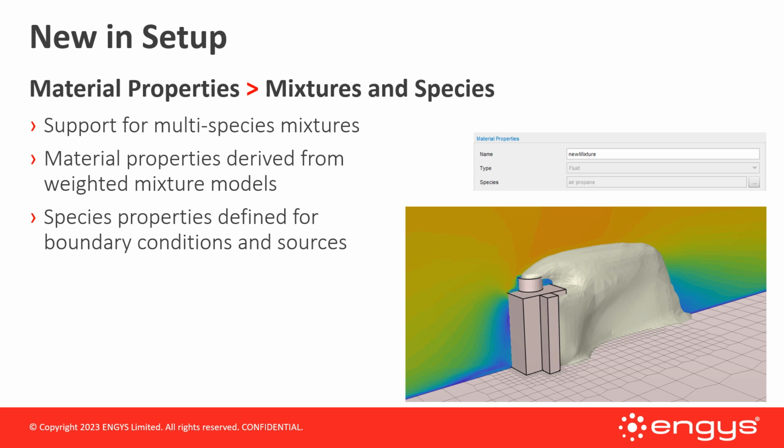In Helix version 4, there is now support for multi-species mixtures, enabling the user to accurately simulate complex scenarios that involve various species. This enhanced support ensures more realistic and reliable simulations for a broader range of engineering applications. In Helix version 4, material properties can now be derived from weighted mixture models. This improvement allows you to better represent the interactions between different species in your simulations.